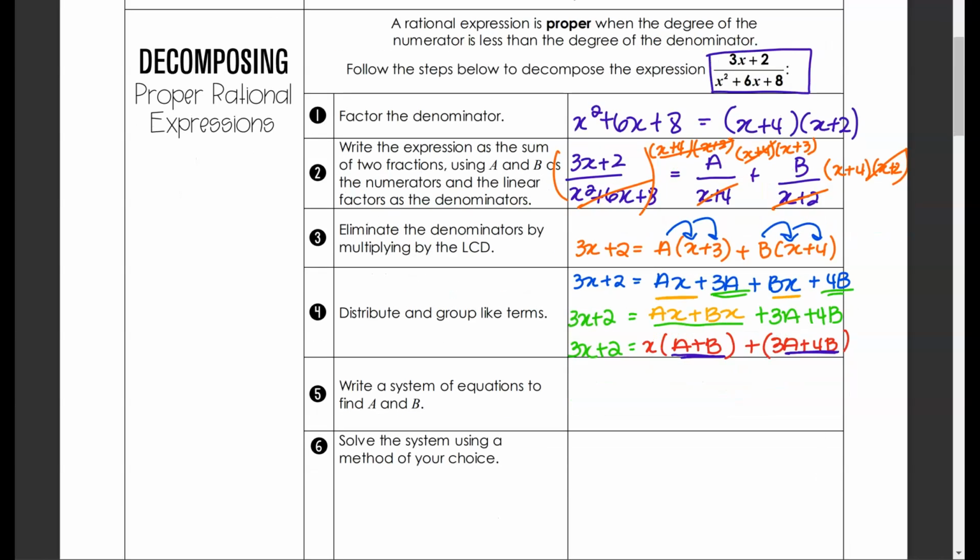Okay, so this would be A plus B is equal to, because that x is there, that A plus B needs to equal 3. Notice 3x, here's our x component. Left 2A plus 4B then must equal our constant of 2.